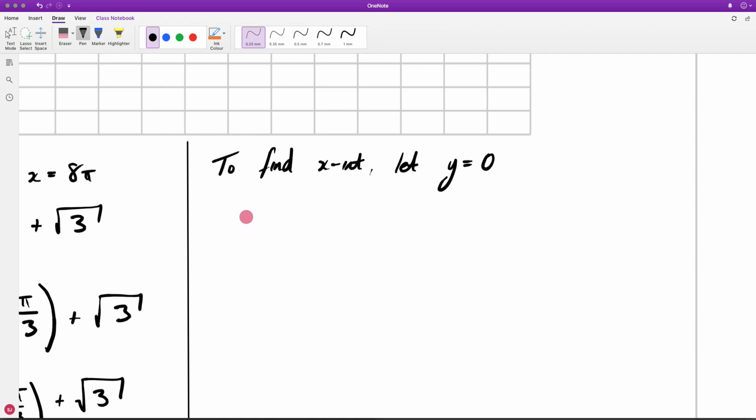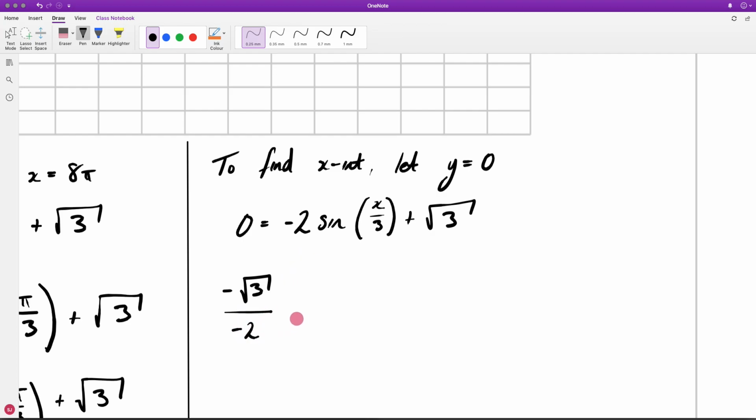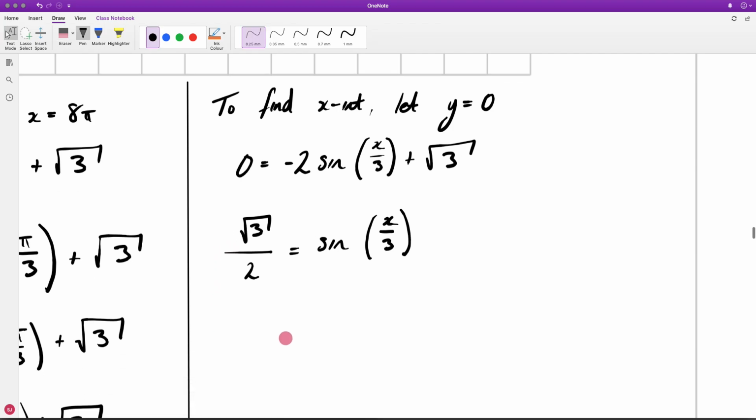Let's begin. So I'm going to have 0 equals negative 2 of sine of x over 3 plus the square root of 3. Let me now rearrange. I'm going to minus the square root of 3. I'm going to divide by negative 2. And that is going to give me sine of x over 3. Hopefully you can see that these negatives are just going to cancel out. Now I'm left with this.